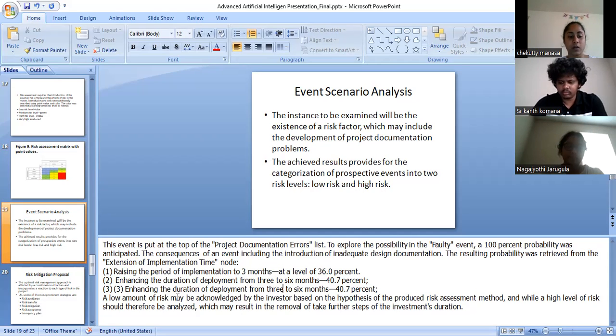The low amount of risk can be acknowledged by investors based upon the hypothesis of the produced risk assessment method, while a high level of risk should therefore be analyzed, which may result in the removal of further steps of the investment's duration. The instance to be examined will be the existence of a risk factor, which may include the development of project documentation problems. The achieved results provide for the categorization of the prospective events into two levels, that is low risk and high risk.